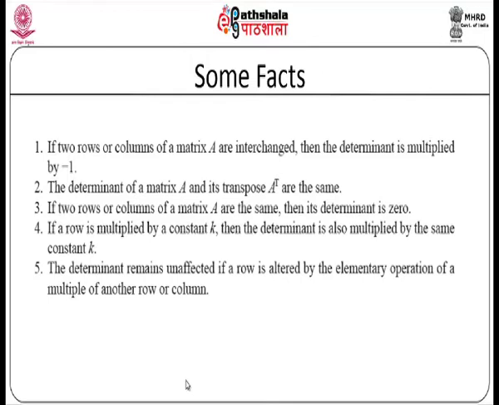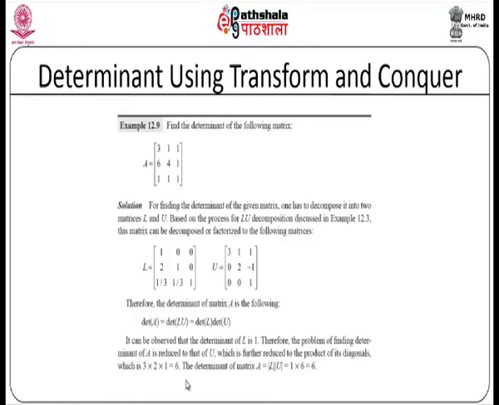These are some of the facts. If I exchange any rows or columns, I have to multiply by -1. The determinant of matrix A and its transpose are the same. If any two rows or columns are the same, the determinant is 0. If any row is multiplied by a constant k, then the determinant is also multiplied by the same constant. Similarly, the determinant is unaffected if one row is altered by an elementary operation with another row or column.